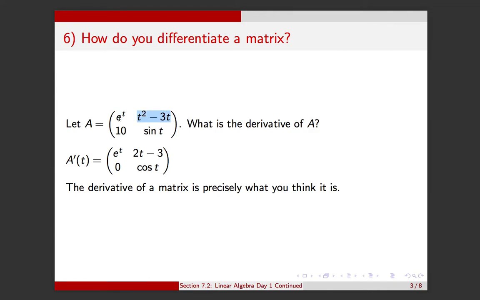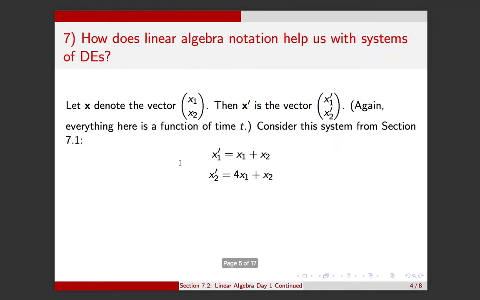The derivative of e to the t is e to the t. t squared minus 3t becomes 2t minus 3, and so on. And that's indeed exactly what you do. Just to take a derivative of a matrix means to just individually differentiate each entry. So derivatives with matrices work exactly the way you think they should.